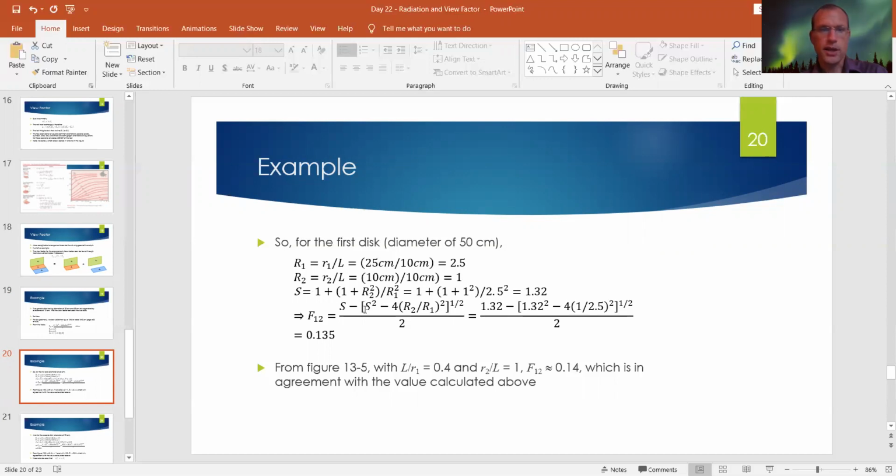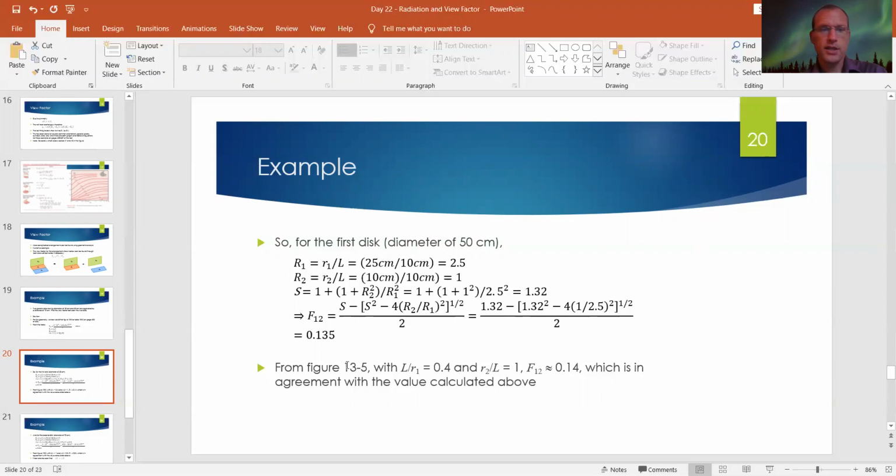And then plug that all into this equation. S minus S squared minus 4 R2 over R1 squared, 1 half power divided by 2. S is 1.32. Plug that in. R2 is 1. R1 is 2.5. Plug all those numbers in where they belong. And I get a view factor for this of 0.135. Basically 13.5% of the energy leaving the big disk hits the small disk.